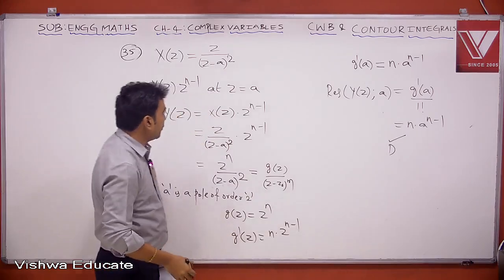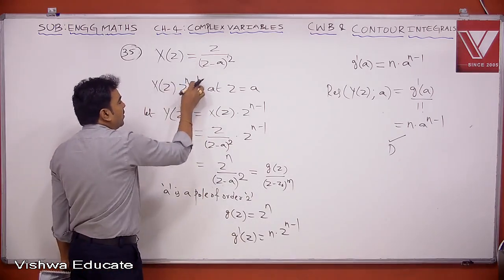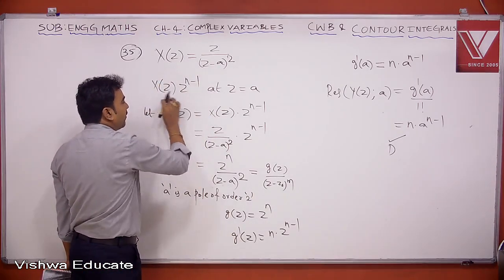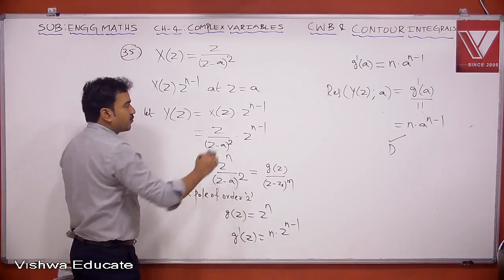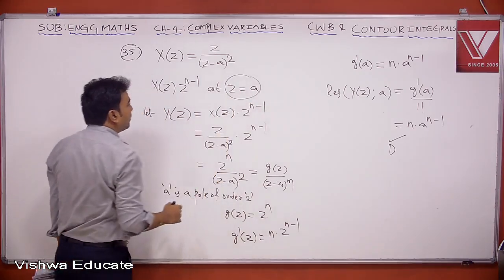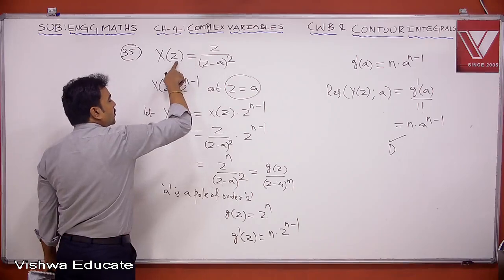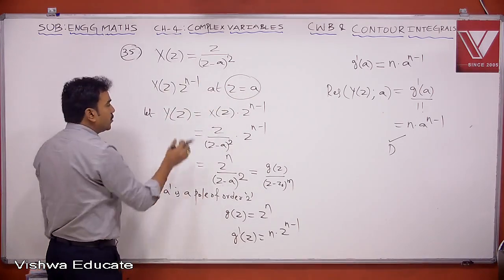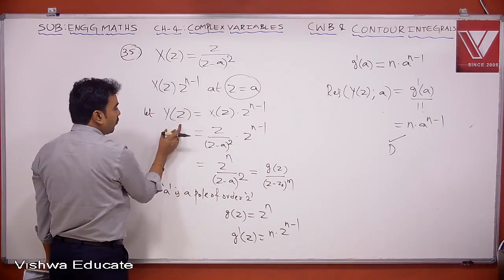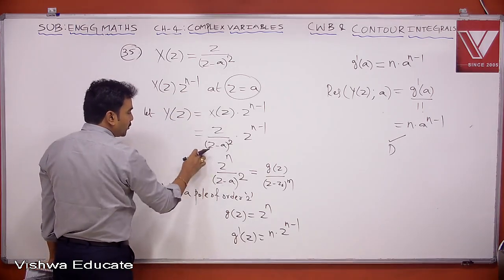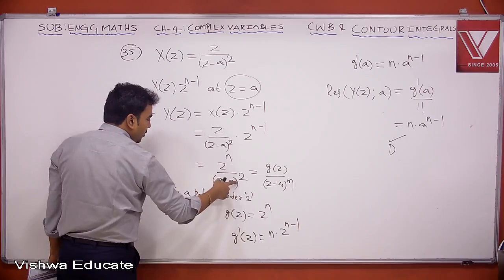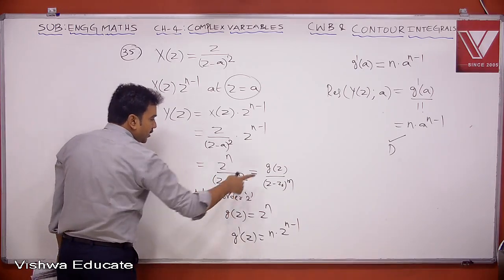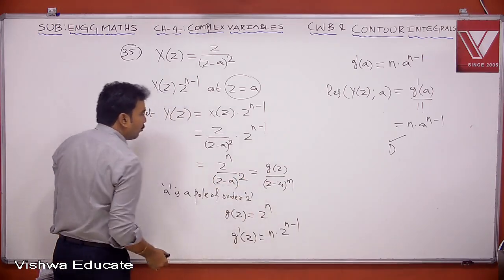Just by case 2, because this is my function, they have given to find the residue of x of z into z power n minus 1 at z equal to a. Even a is a pole of x of z and even a is a pole of this new function also. So this we call it as y of z. Now this becomes z power n by z minus a whole square. It is in the form g of z by z minus a whole power m.